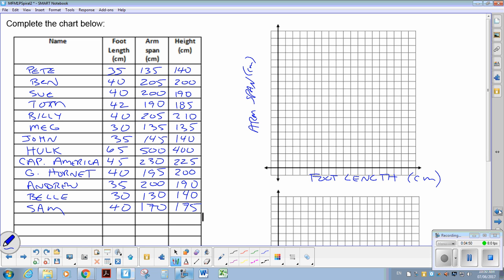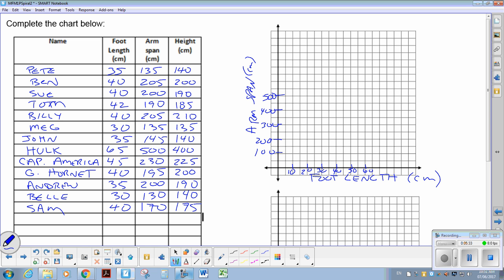I've got to figure out a scale. When I look at foot length, it looks like it goes up to 65. So what I'm going to do is every second notch is worth 10. 40, 50, and 60. Going up the y-axis, my arm span looks like it has to go up to 500. So let's keep it simple. Let's go by hundreds, every other. Oops, except it should go up. So this would be 100, 200, 300, 400, and 500. I could have maybe spread that out a little bit better.